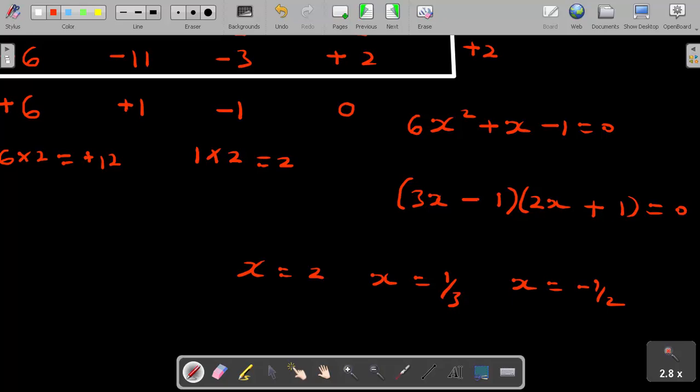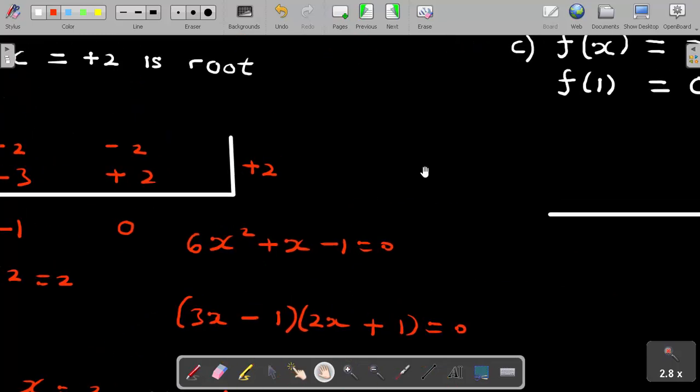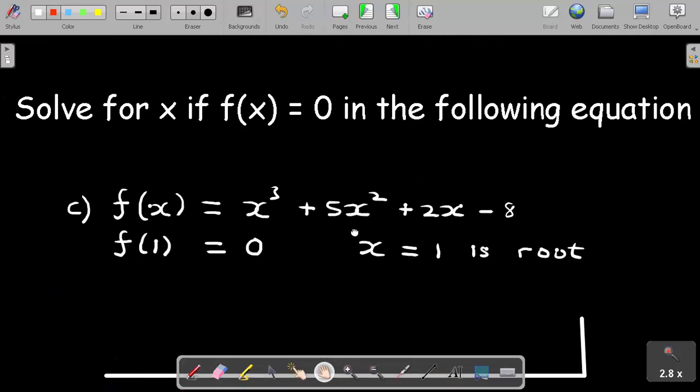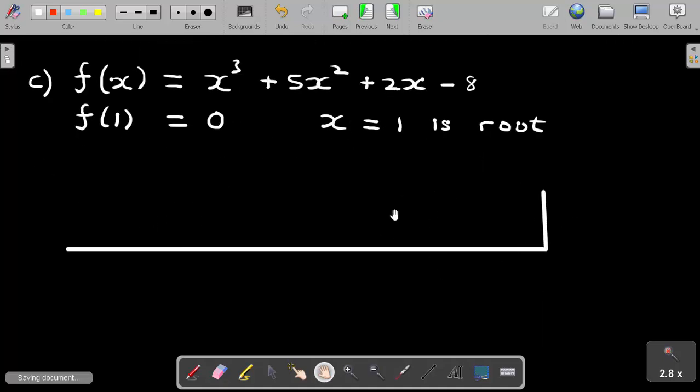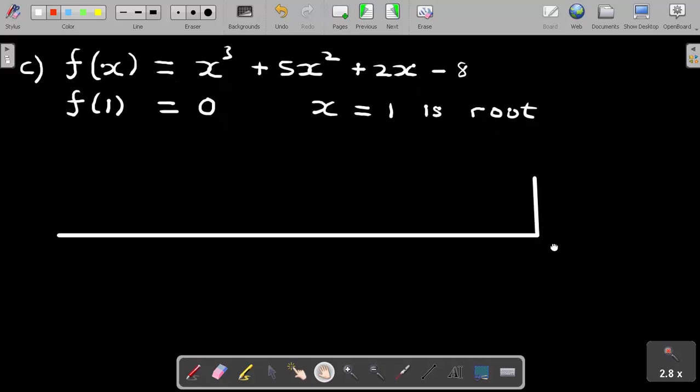Then another example here, just to make it clear. Again, let's solve here. After getting 0 here, what you do is put the root here, like we said. This is positive 1, I'm going to put it here, like we just discussed before. So I put the positive 1 here. What are the coefficients?